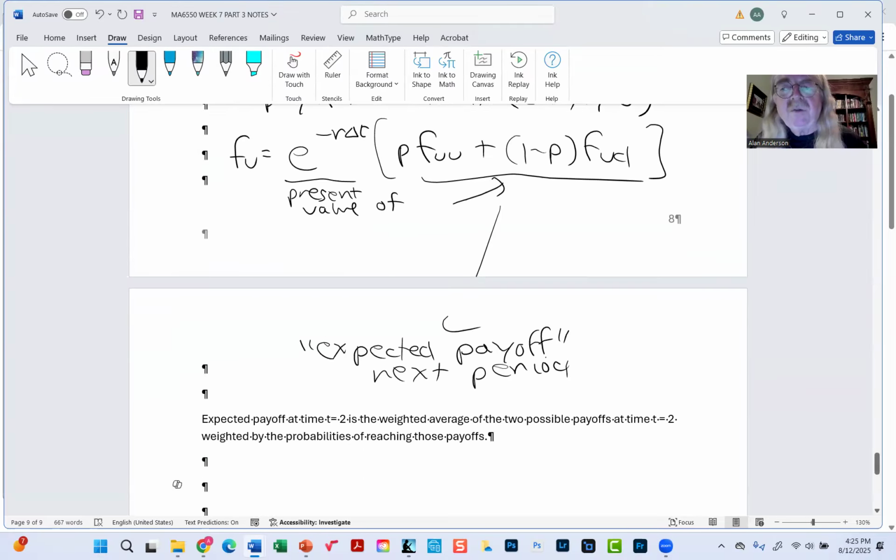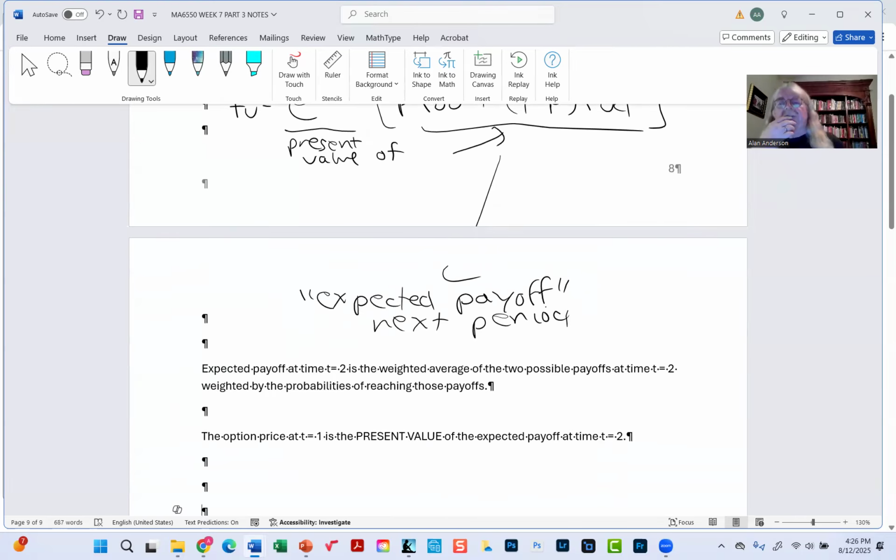That's the expected payoff, but we still have one more thing to do because that payoff is next year or next period, whatever the case may be. The value of F_U today is the present value of that payoff. So F_U, the option price at t equals 1, is the present value, because the value will be at this level in one time period. It's the present value of the expected payoff at time t equals 2. So in other words, now this is a logical follow-through for the rest of the tree.